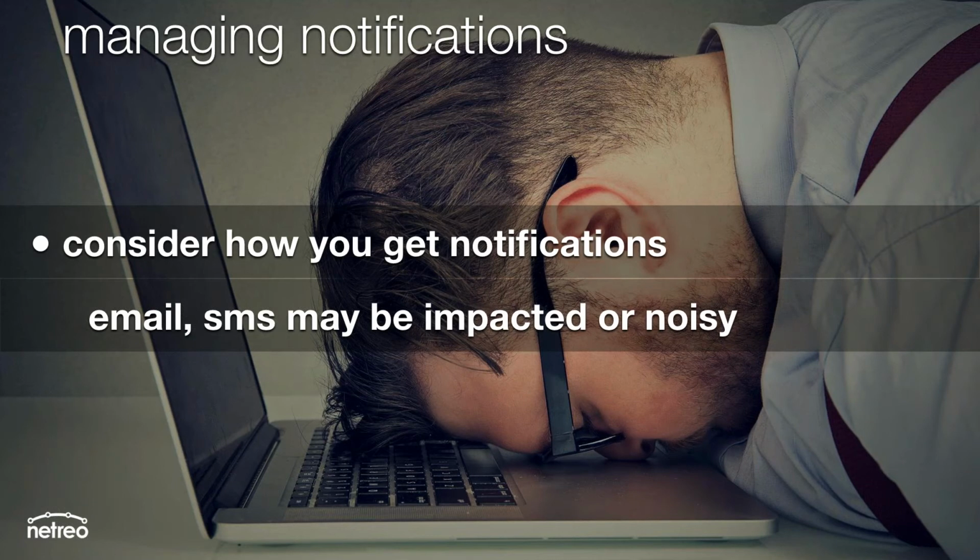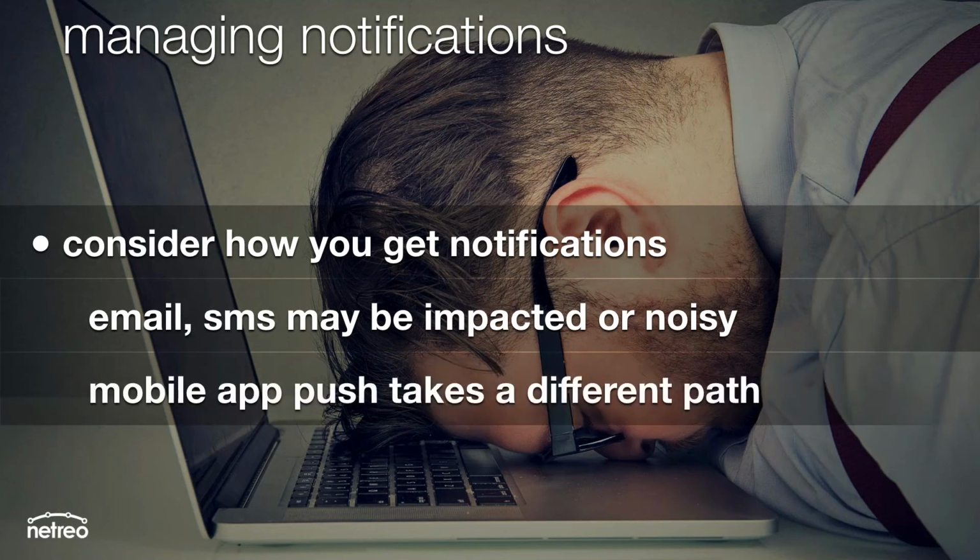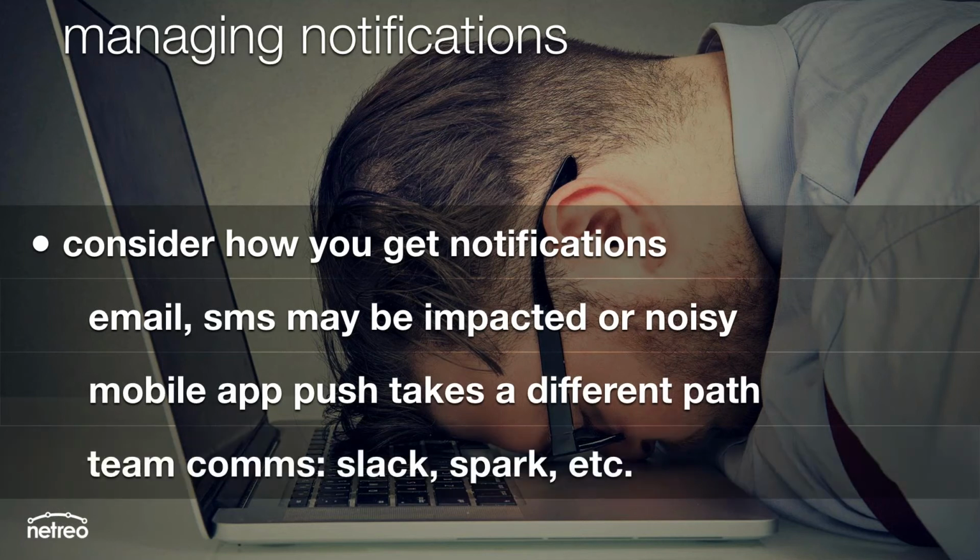So we should consider alternative methods as well. For example, mobile app push notifications take a path that is entirely separate from email, and these can even be initiated from the cloud, so the state of your internal networks or systems won't necessarily affect it. You can also use API integration into team communication platforms like Slack or Spark or others to make sure that all the members of the team are aware of what's being done, when, and by whom.